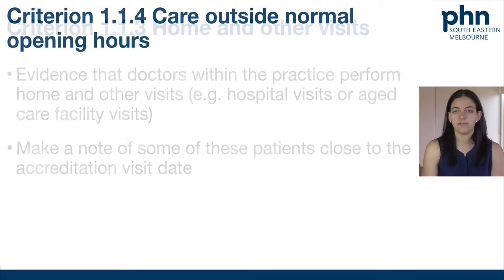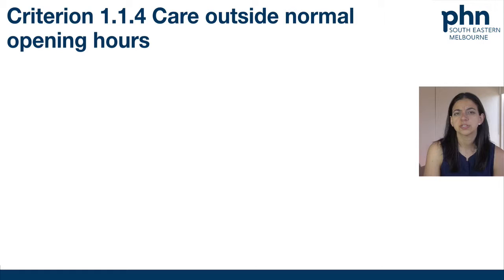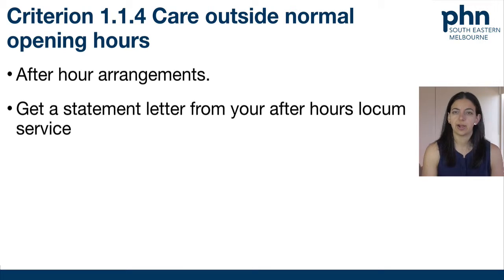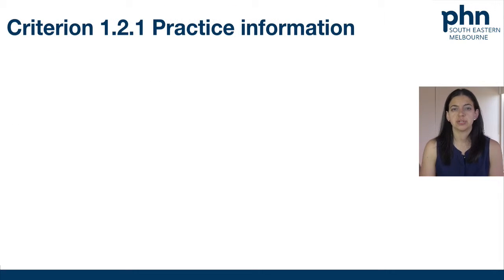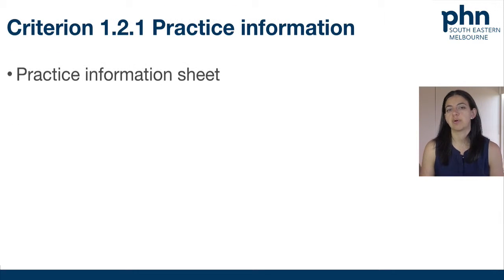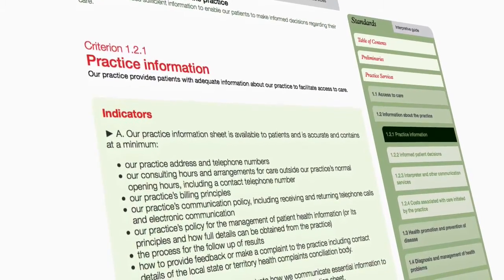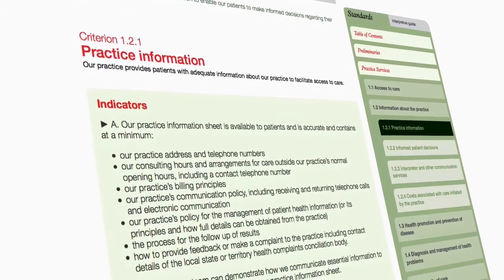Criterion 1.1.4, Care Outside Normal Opening Hours, looks at the after-hours arrangements for your practice. If you use an after-hours locum service, make sure you get a statement letter from them to show as part of your accreditation visit. Criterion 1.2.1, Practice Information, refers to information you include in your practice information sheet. You can also find a list of requirements in the explanation text for this indicator.